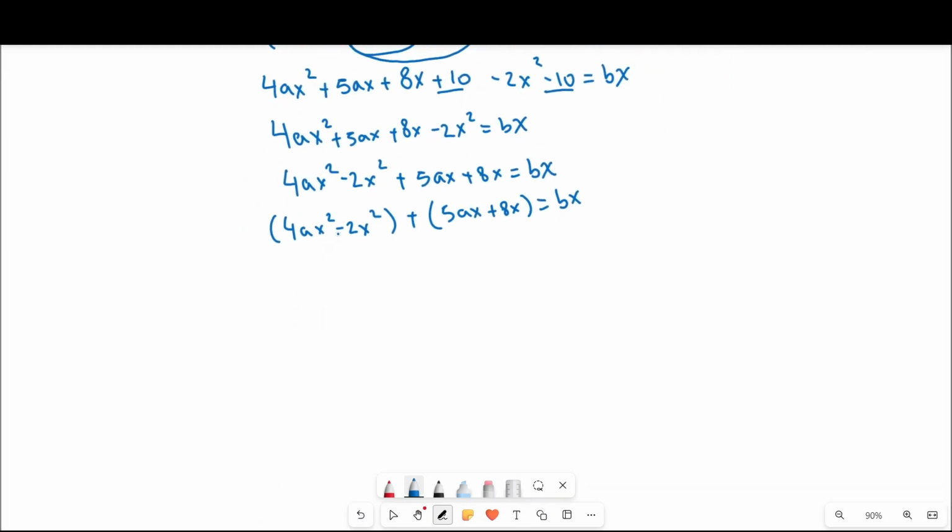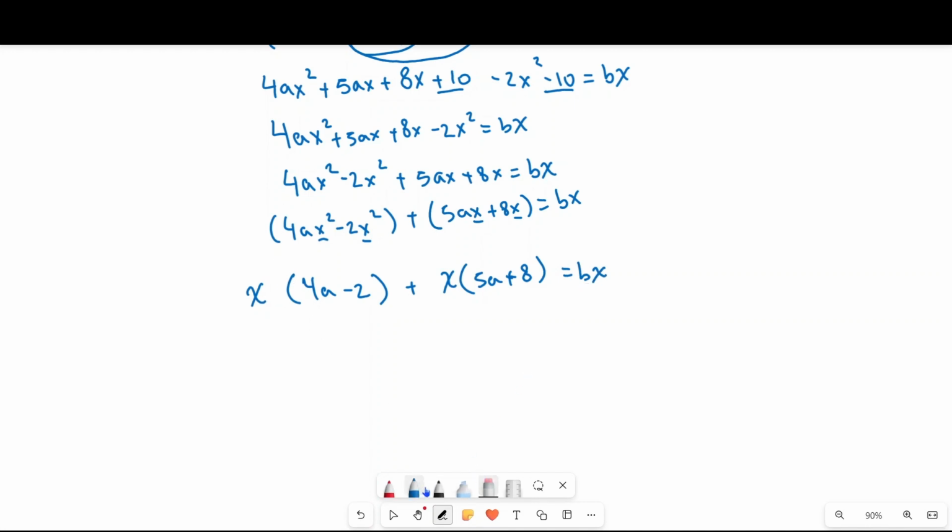And here we can factor out an x². So that's going to equal x² times (4a − 2) plus x, because we have a common x, times (5a + 8), which is equal to bx.